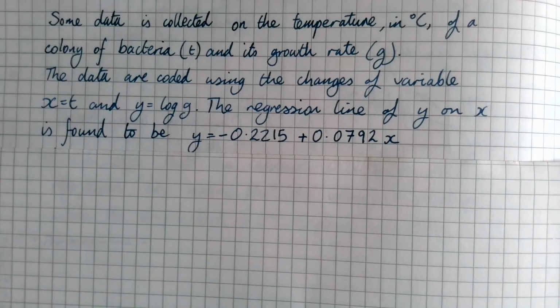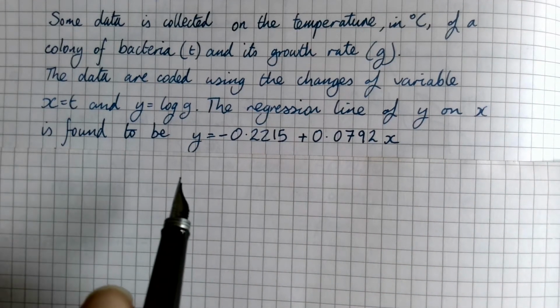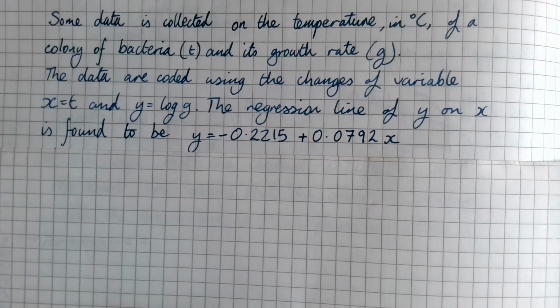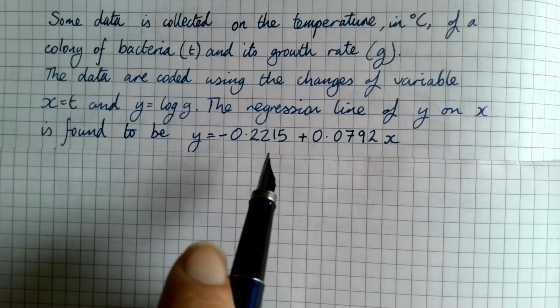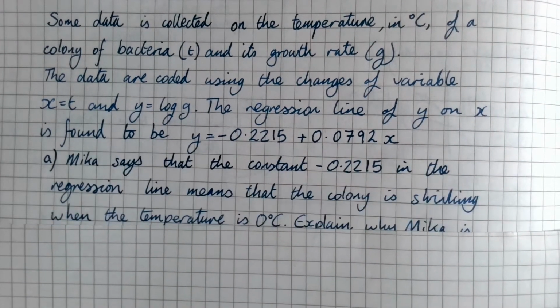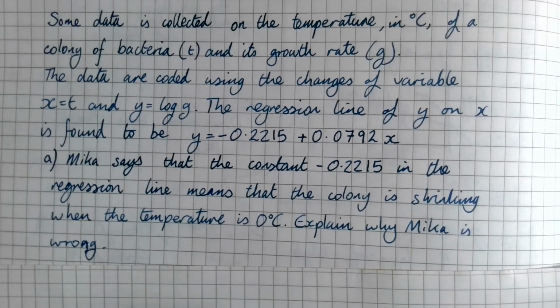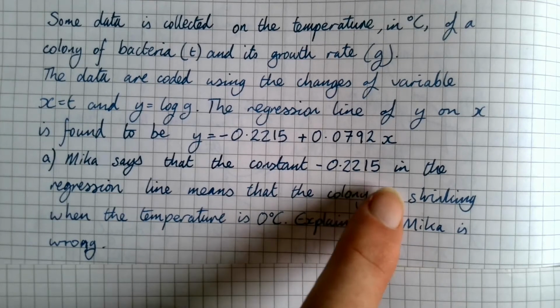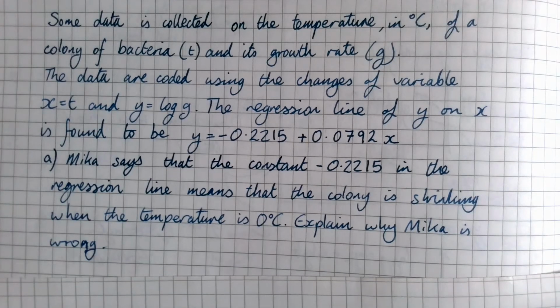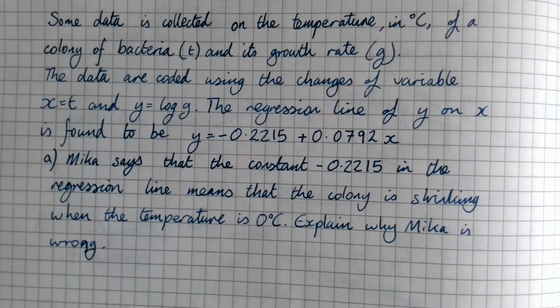The regression line, which just means line of best fit, of y on x is found to be y equals negative 0.2215 plus 0.0792x. So that's just like y equals mx plus c, a straight line. Now the first question, you want to copy this down: Mika says the constant negative 0.2215 in the regression line means that the colony is shrinking when the temperature is 0 degrees. Explain why Mika is wrong.